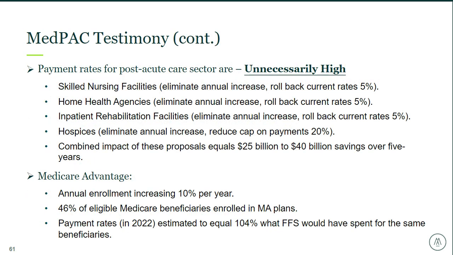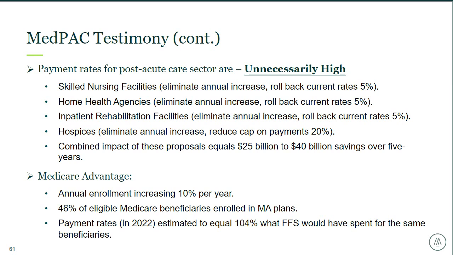Another thing I wanted to highlight, and I think you saw it in some comments made to the proposed rule: if you look at what the MedPAC report has been showing, their perception, based on their analysis and data, is that payment rates for certain sectors of the program, like skilled nursing, home health, rehab and hospice, are unnecessarily high, and they've actually recommended a rollback of those rates, which I don't think CMS had the authority to do, but recognize those comments. Based on this information, those rollbacks would save a significant amount of money over 5 years.